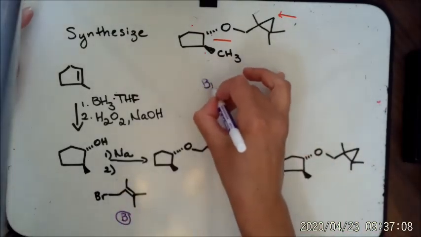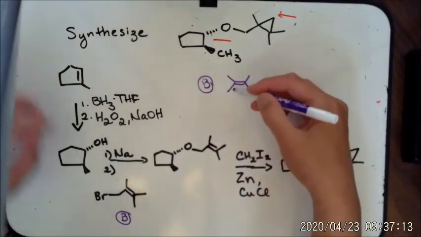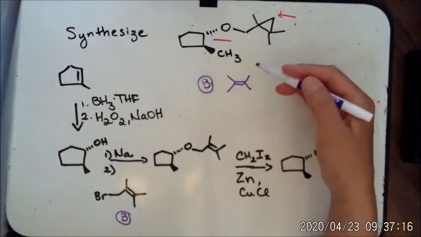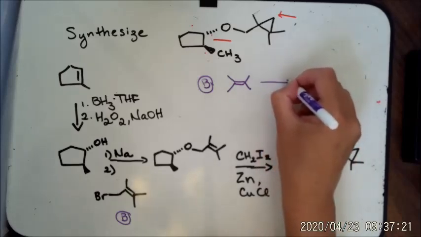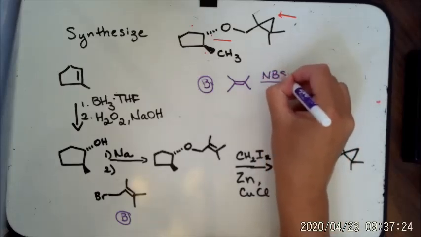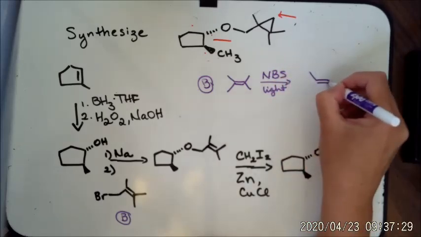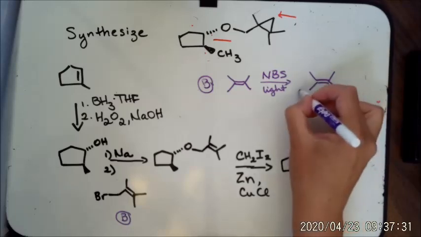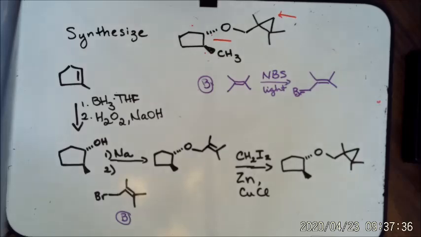B is formed from 2,3-dimethyl-2-butene by adding NBS in the presence of light. Okay, and that's how you get that compound. And there you have it. So that's how you analyze the synthesis and how you put together your retrosynthesis when you're done.